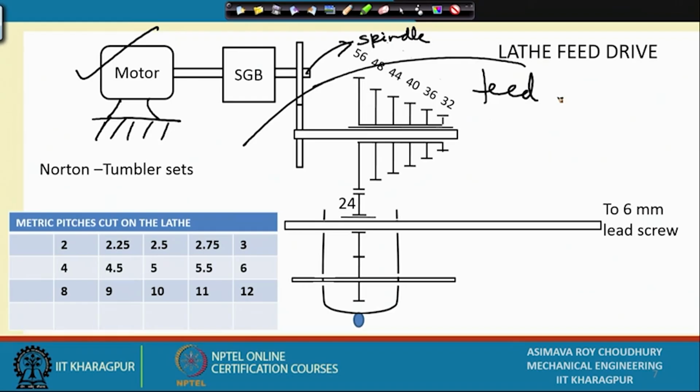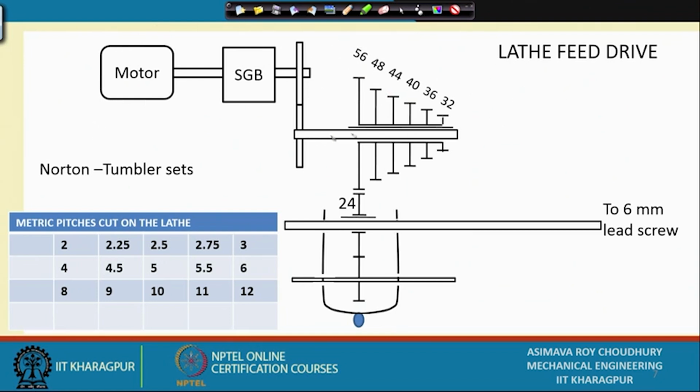So, what is there on the feed drive? What we do is we take a cone sort of thing. This collectively is known as the Norton tumbler set. This is the tumbler gear. Okay, it tumbles. So, this Norton gear set has teeth which are differing by say 4 and 6, like that, say 56, 48, 44, 40, 36. If you have closer numbers of teeth, then you will have trouble in engaging another gear from the side.